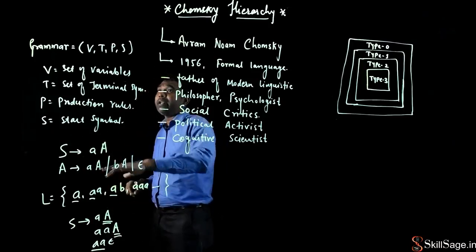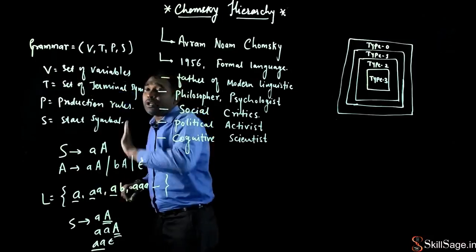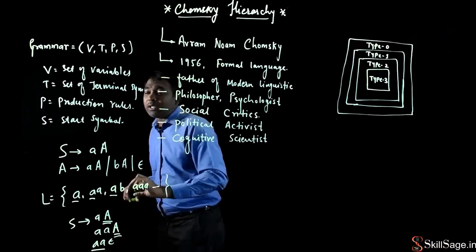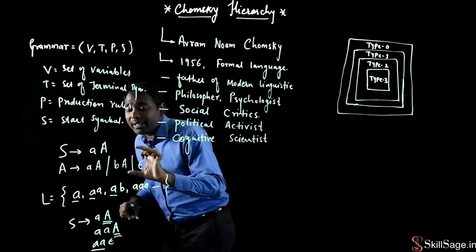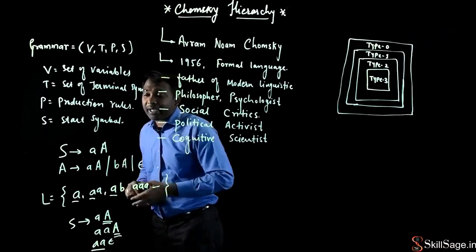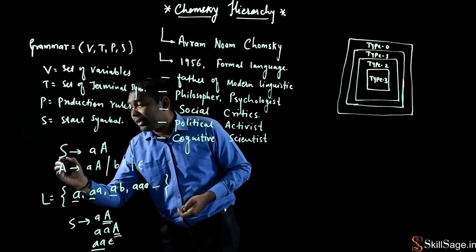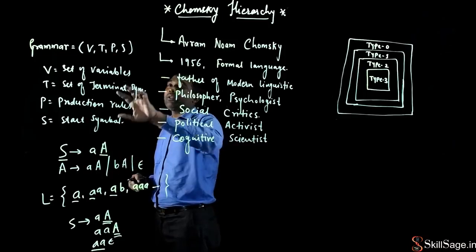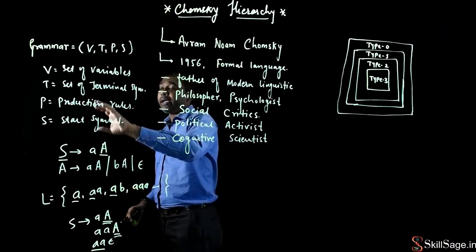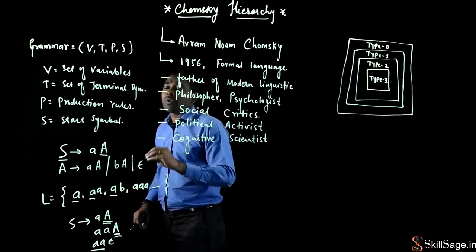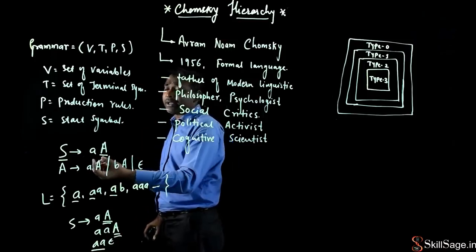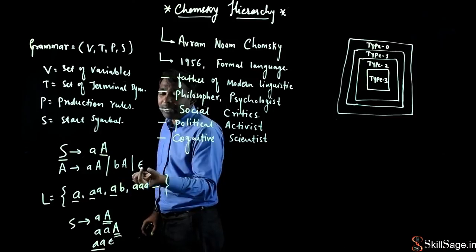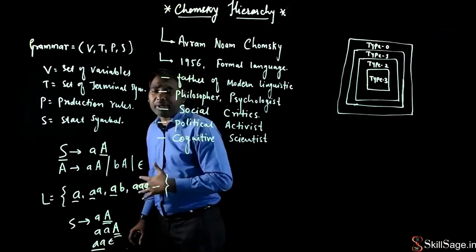I have already told you that the symbols denoted in caps are my variables. Here, this capital S and this capital A are my variables, right? And the set of terminal symbols: what are my terminal symbols? Terminal symbols are denoted in small letters here. I can say that this small a, this B, and this epsilon are my terminal symbols.